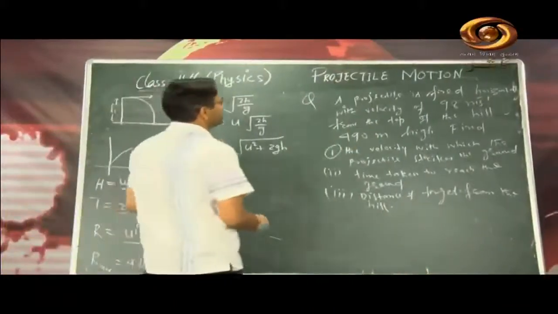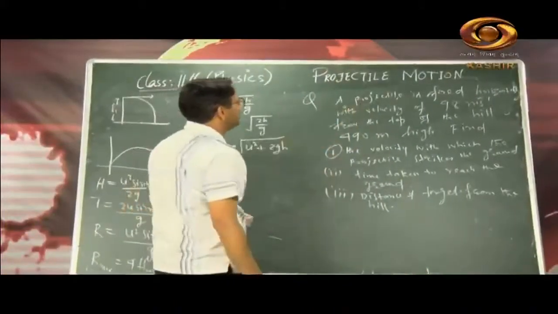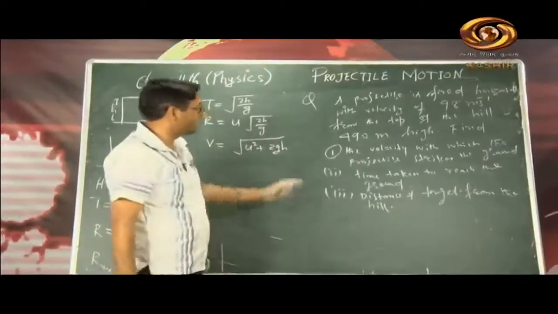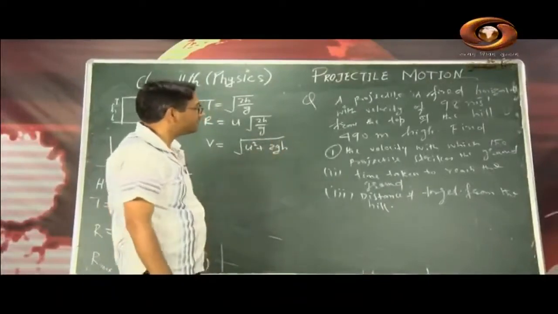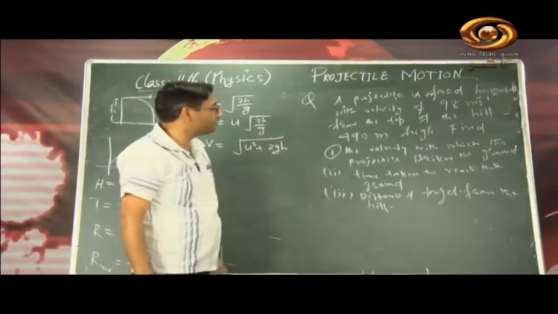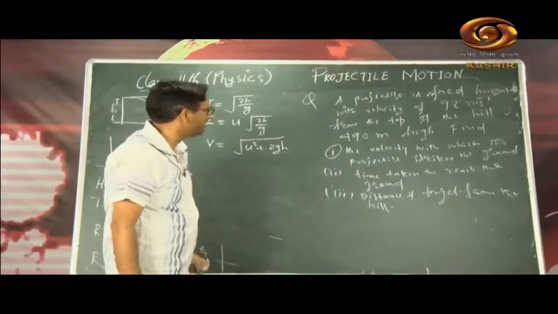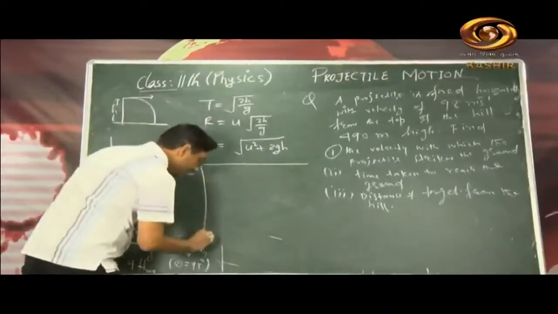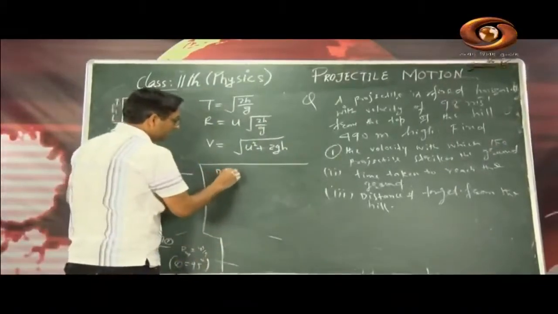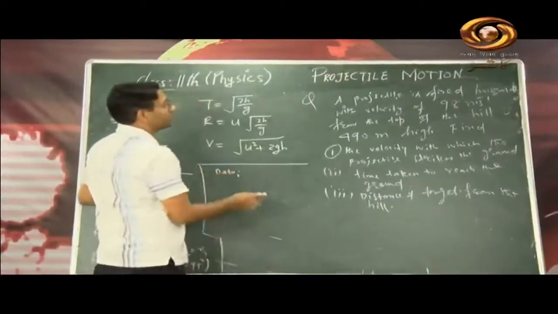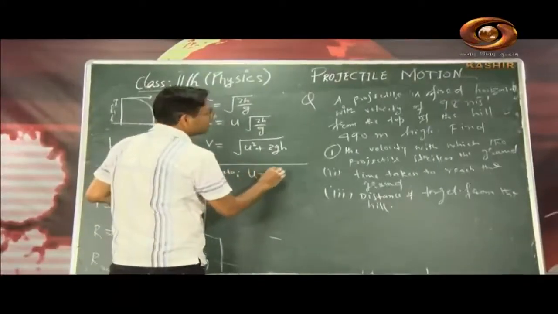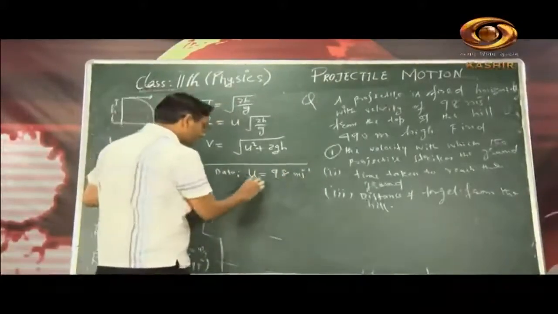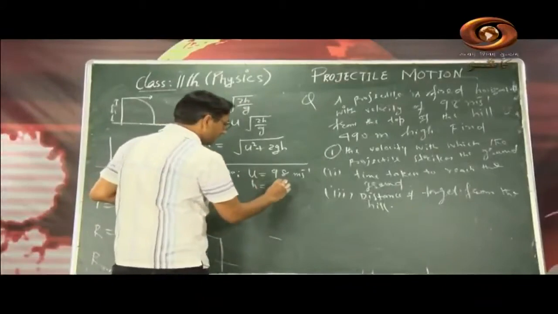So my dear students, a projectile is fired horizontally with a velocity of 98 meter per second from the top of a hill 490 meter high. Find the velocity with which the projectile strikes the ground, the time taken to reach the ground, and the distance of the target from the hill. So let us go on. What is the data given there? The data is a projectile fired horizontally with an initial velocity of 98 meter per second. And what is the height of the hill? That is given as 490 meters.